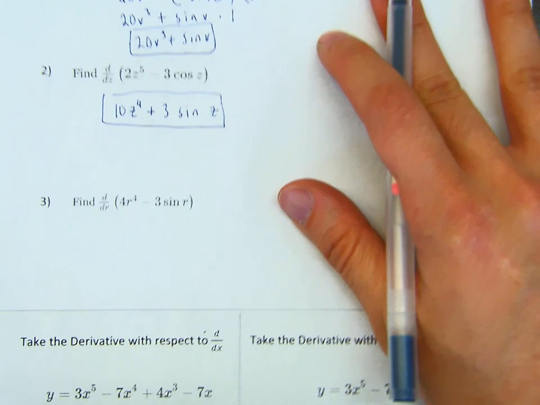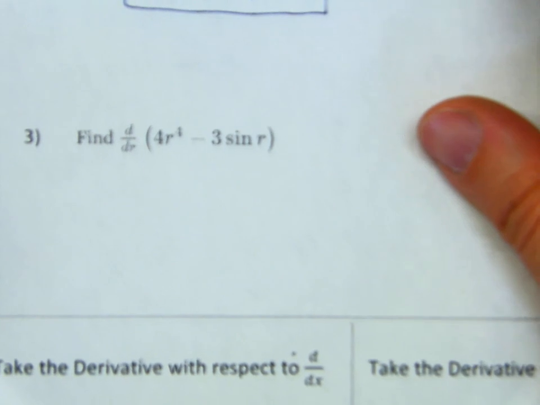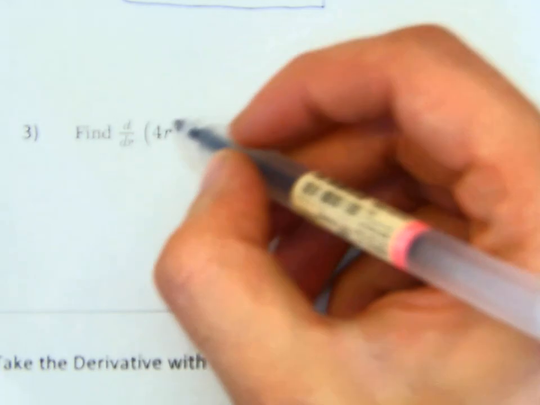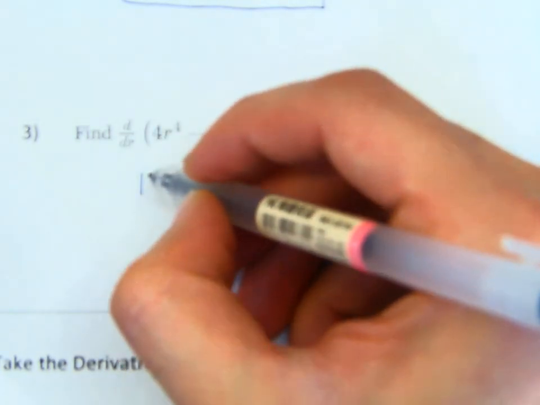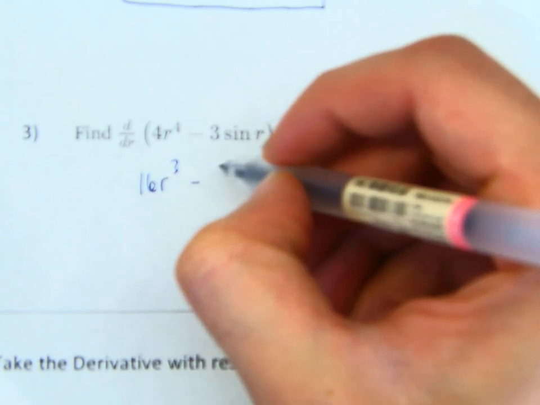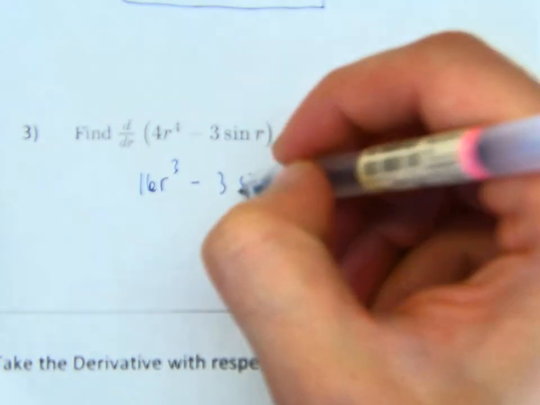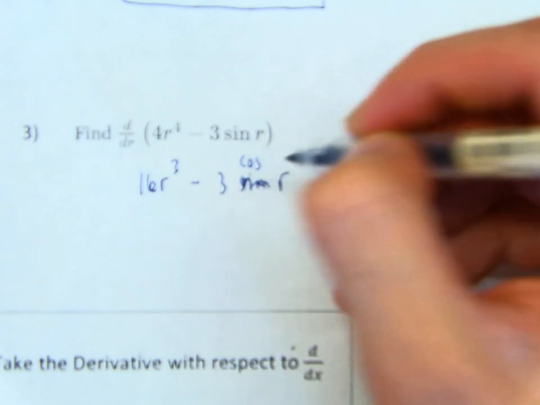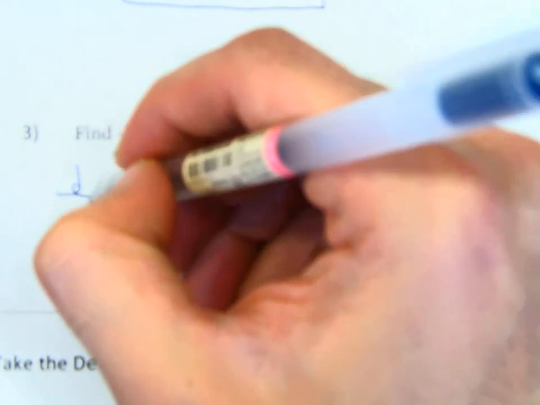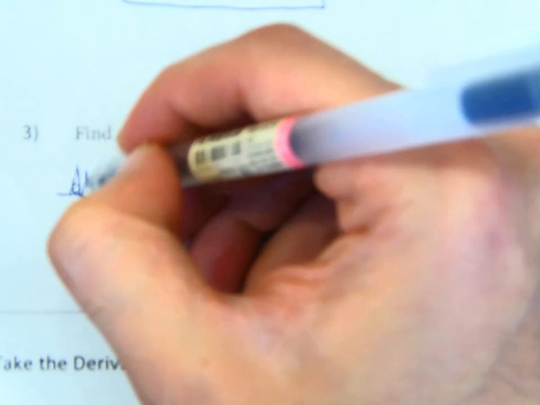What about the next one? Here we have d dr. Sounds like a dance move, right? d dr. We have 4r to the 4, that's 16r cubed minus 3 sine r. I'm sorry, no, 3 cosine r. Okay, so this is it right here.